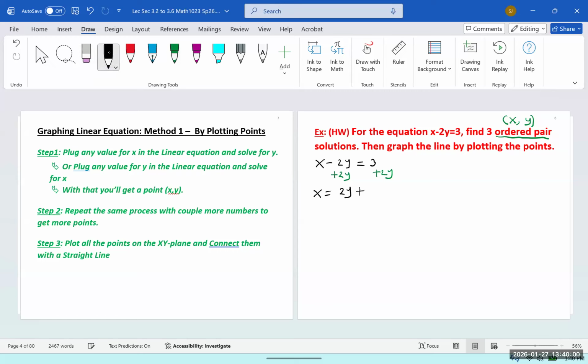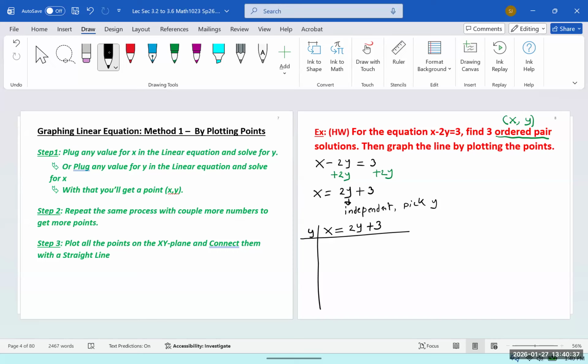That means here our y is independent. What does it mean? It means pick your y value, substitute here, and then get the x value. So we are going to pick y values, and that will help us figure out what the x value is for that specific y value.